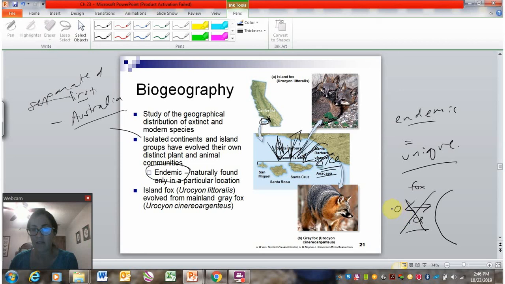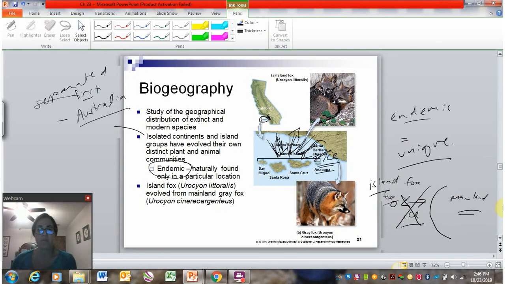And so what happened is that some foxes got stuck there and had to stay, and they would change over time into a different species. So today we have the island fox and the mainland fox as distinct populations because they can't move back and forth.